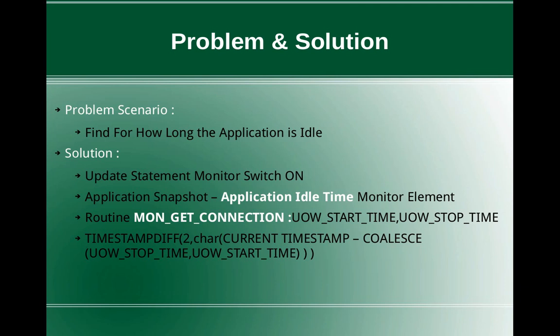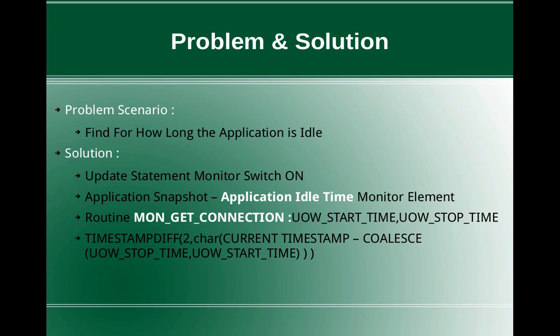And the second solution is to use a built-in routine. The earlier one is called the snapshot monitoring technique, and for this one, in recent releases they have introduced new monitor routines specifically addressing the monitoring functionalities. That built-in routine is MON_GET_CONNECTION, and it has a couple of elements, like UOW start time and UOW stop time. These two monitor elements we can use. It is not a direct way, so we have to say current timestamp minus UOW stop time, or current timestamp minus UOW start time. That will be the elapsed time difference in terms of idle time. I'm using the TIMESTAMPDIFF function to find out the elapsed time.